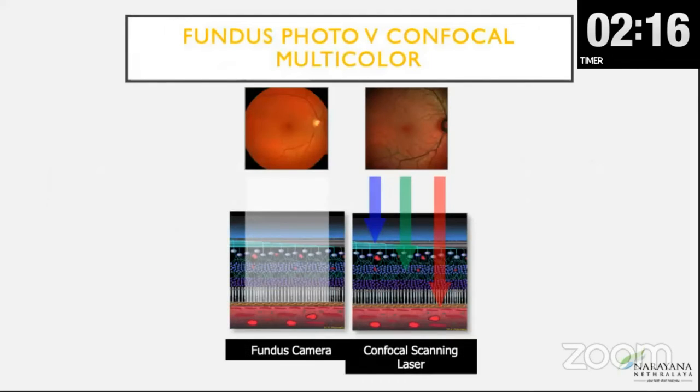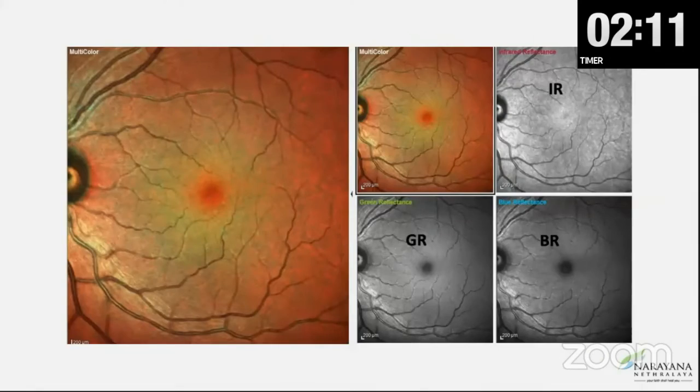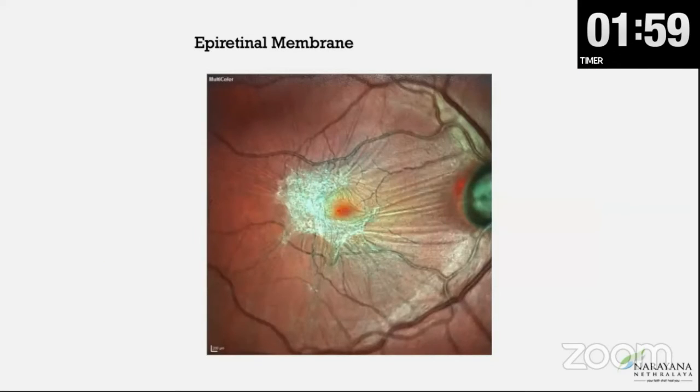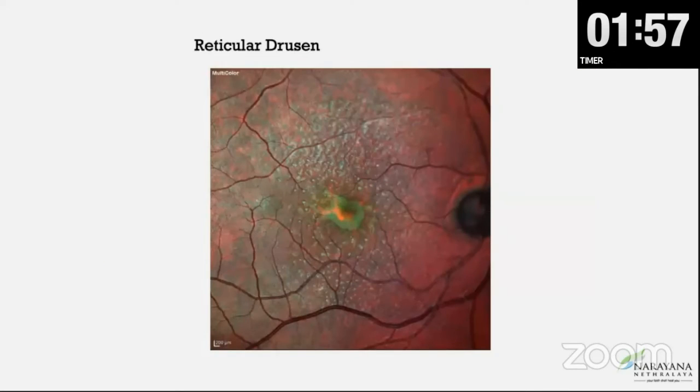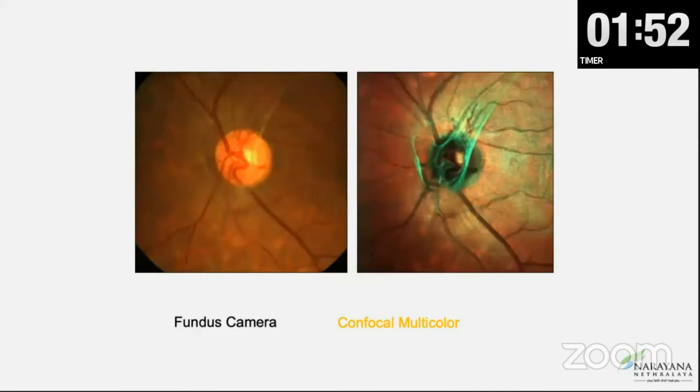Going on to multicolor imaging, I'll have to rush through because there are a lot of slides here. We do have the multiple lasers here that we can get information from the difference. With blue reflectance, we get the superficial, then green, and the deeper through the red reflectance. Here's the epiretinal membrane seen beautifully, some drusen, choroidal folds, vitreomacular traction. Here, the comparison between the fundus and the confocal multicolor, where you can see such good detail.